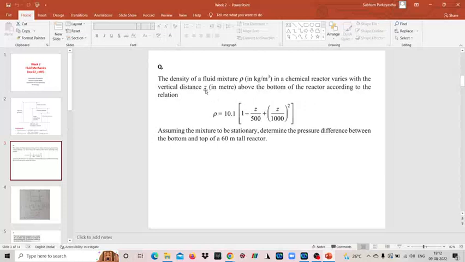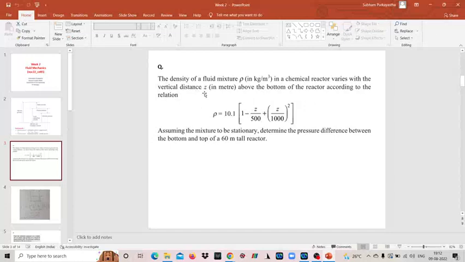What is z? Z is the distance from the bottom of the reactor. Now assuming the mixture to be stationary, meaning static, determine the pressure difference between the bottom and the top of a 60-meter tall reactor. So what is the situation? There is a reactor which is 60 meters tall, and there is a mixture of fluid present inside the reactor, but the density of the total fluid mixture present within the chemical reactor, rho, in kg per meter cube is expressed as a function of vertical distance z.